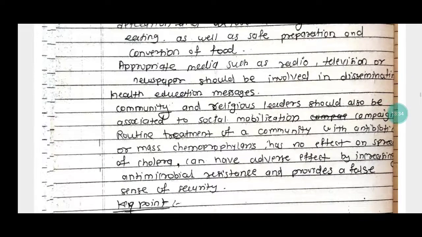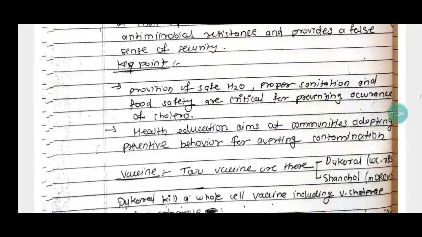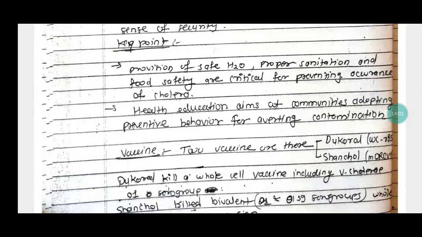The appropriate media such as radio, television, and newspapers should be involved in disseminating health education messages. Even routine treatment of the community with antibiotics, or mass treatment, has no effect on the spread of cholera and can have an adverse effect by increasing antimicrobial resistance and providing a false sense of security. The key points for cholera health education aim at communities adopting preventive behavior and reducing contamination.